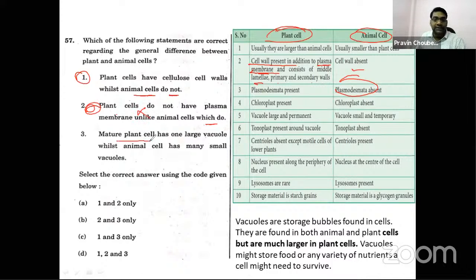And a mature plant cell has one large vacuole while an animal cell has many small vacuoles. So the vacuole is large and permanent in the plant cell. Here it talks about a mature plant cell having a large vacuole while an animal cell has many small vacuoles. And what is the vacuole like there? Small and temporary. So this statement is also true. So option C will be the correct answer, meaning 1 and 3 will be correct. This is just a simple difference between plant and animal cells.